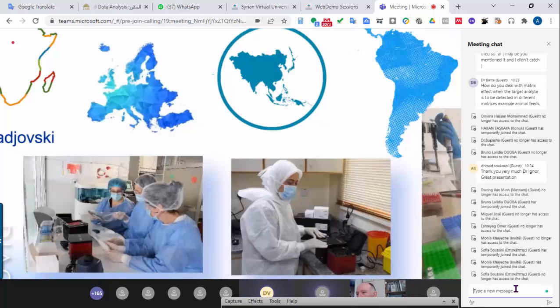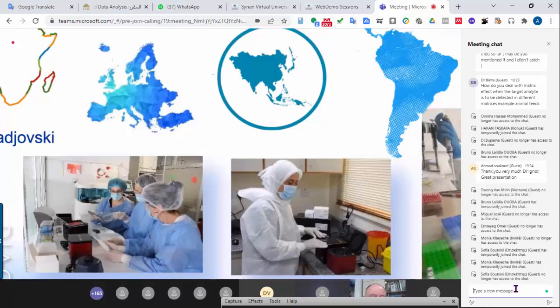Okay, thank you. From Dr. Binta: how do you deal with matrix effect when the target analyte is to be detected in different matrices, for example, animal feeds?